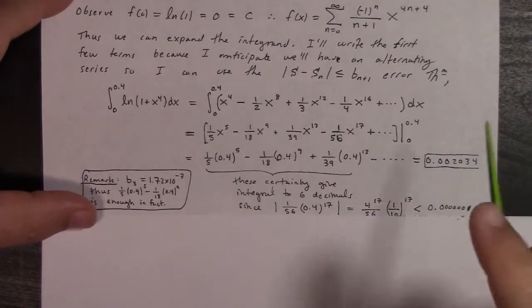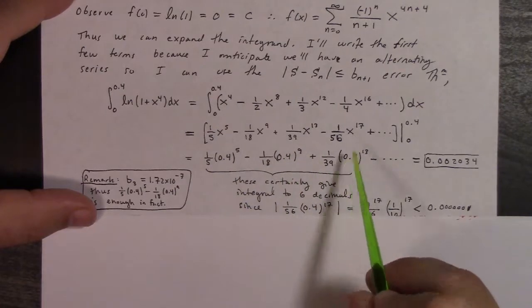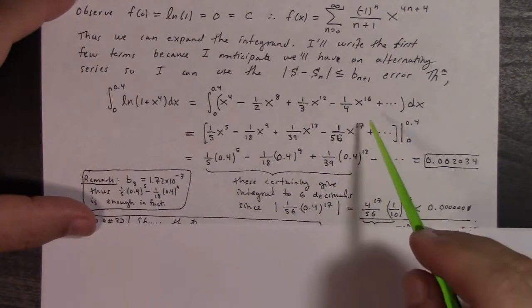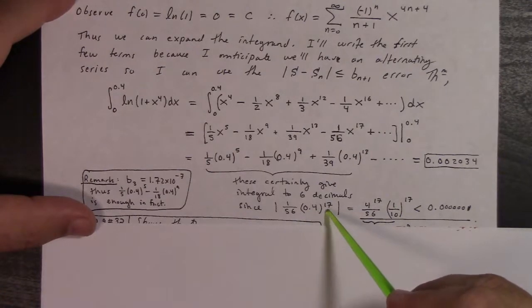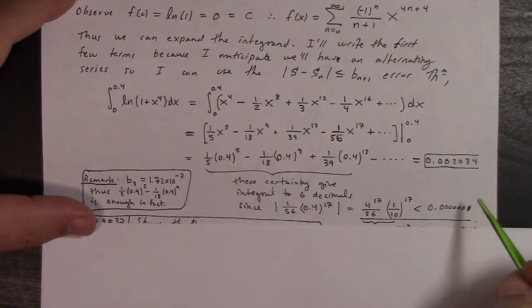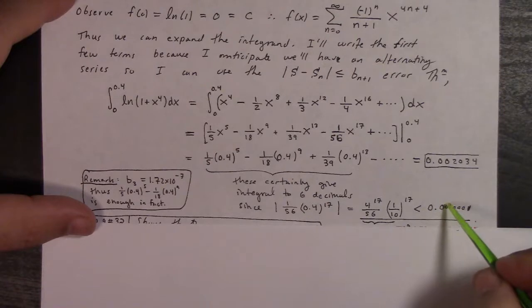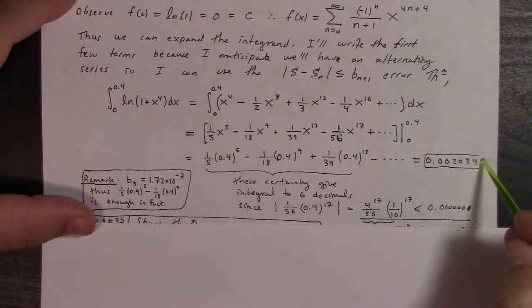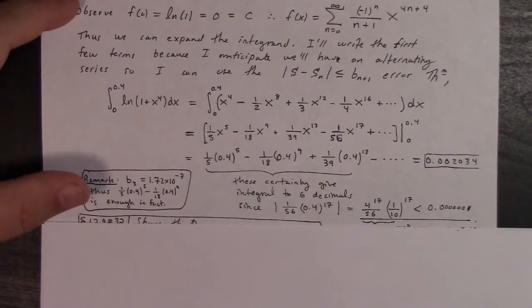So I say this is 0.002034. I just kept the first 1, 2, 3 of these, I think. And then the next one I haven't written is actually 156 times 0.4 to the 17th power, which, by the way, is about 0.000001. So yes, that's good to 6 decimal places. There's more. There's more.